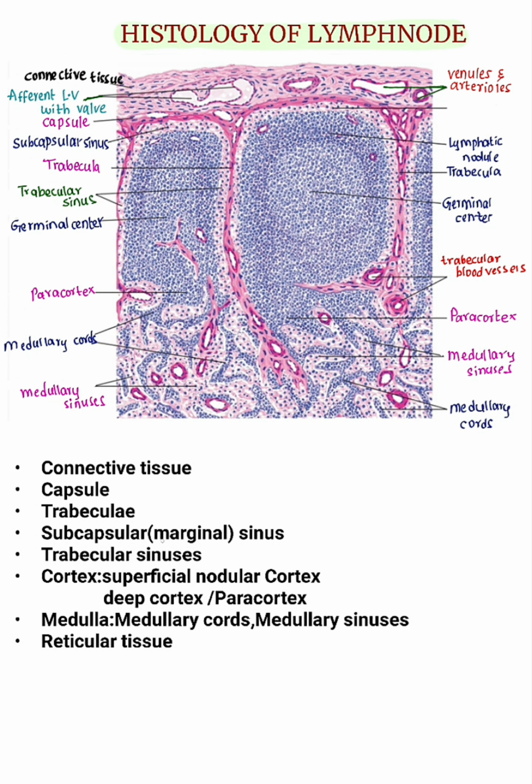Subcapsular sinus or marginal sinus. Cortex is separated from capsule by subcapsular sinus. Subcapsular sinus is present just beneath the capsule. It receives lymph from afferent lymphatic vessel. Subcapsular sinus is continuous with trabecular sinus.